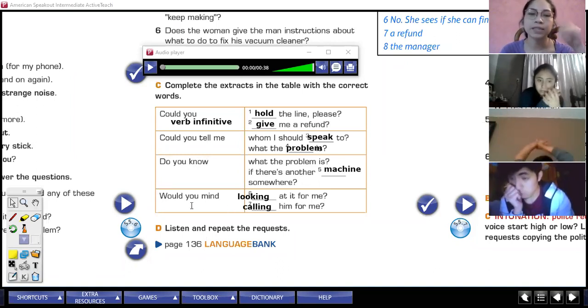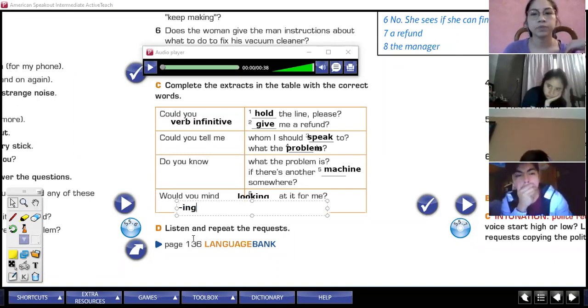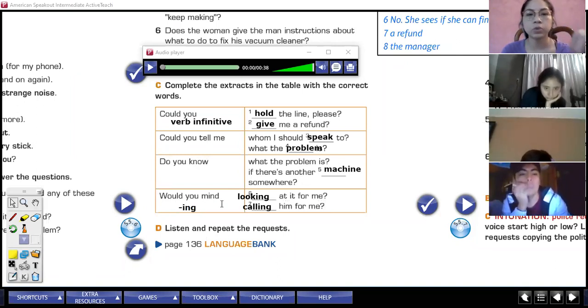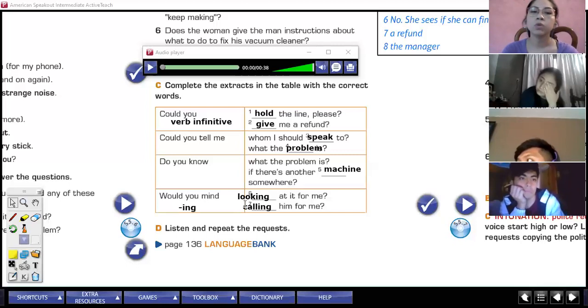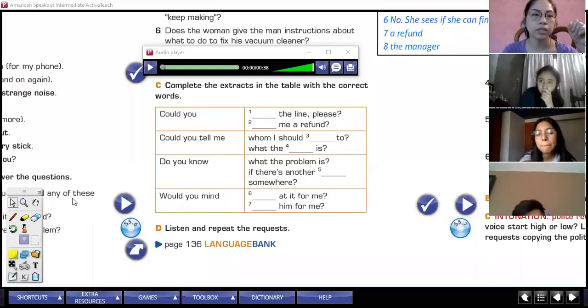But if you have this modal verb, would you mind? You have ing. Okay? Just pay attention to that. Would you mind looking at it? Would you mind calling him? Would you mind giving me his or their phone number? You have ing. Any question about this vocabulary? No? Okay. So with those phrases here, we're going to complete this really quick.